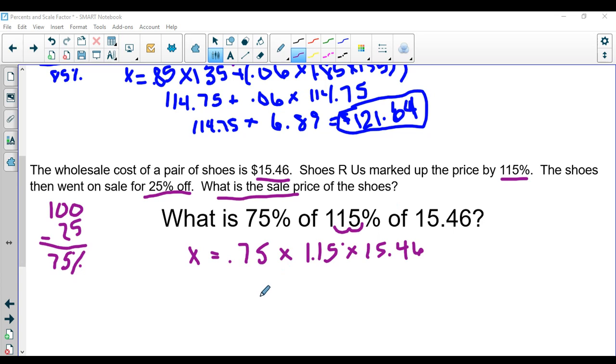So let me double check. I think I hit a wrong button. Hold on just a second. No, I didn't. Okay. I always double check my work. So whenever I do that, I get $13.33 is what I would pay for those shoes after that 25% discount of the markup.